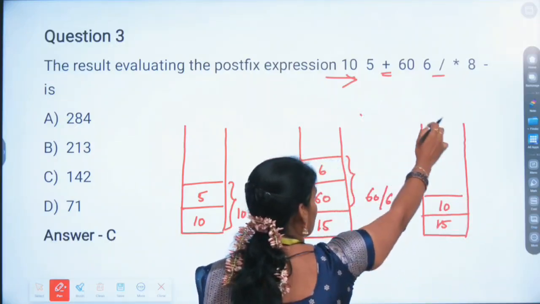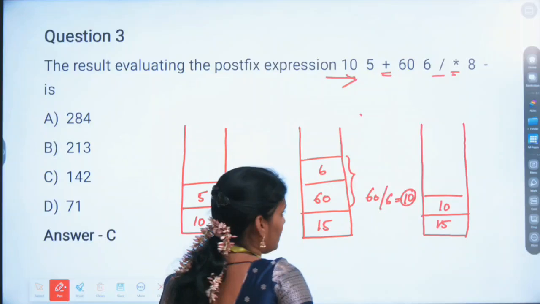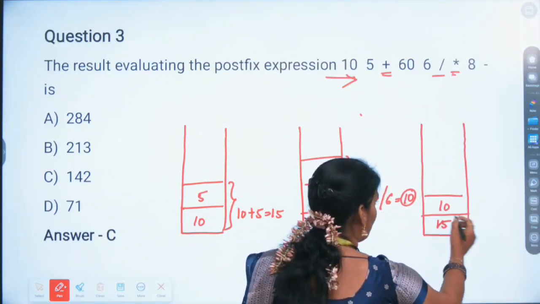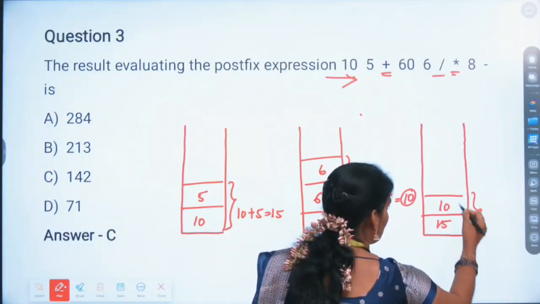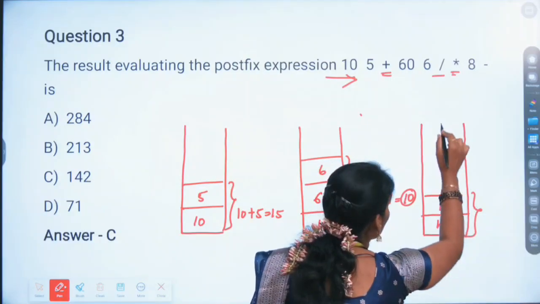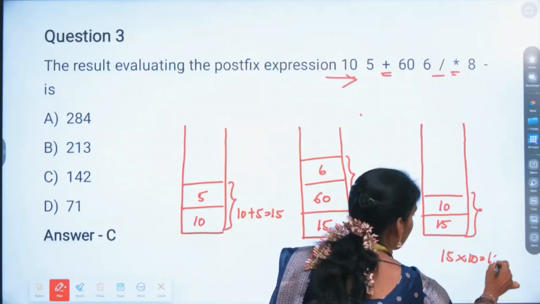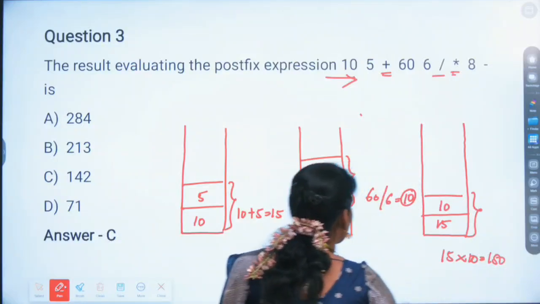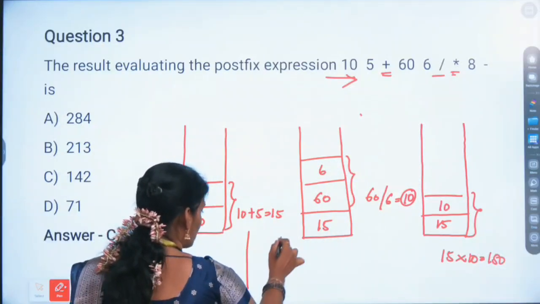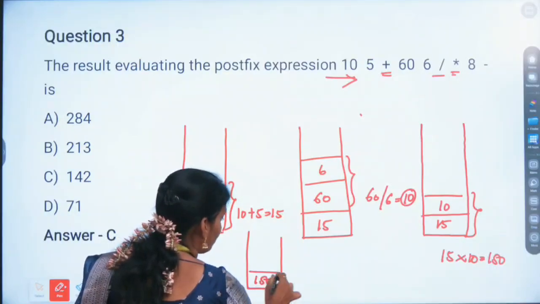Again scan the expression. The next symbol is an operator. If the symbol is an operator, we have to pop the top two elements from the stack and do the multiplication operation. So 15 into 10 equals 150. After getting the result, this result has to be pushed back onto the stack. So now we have the result as 150.